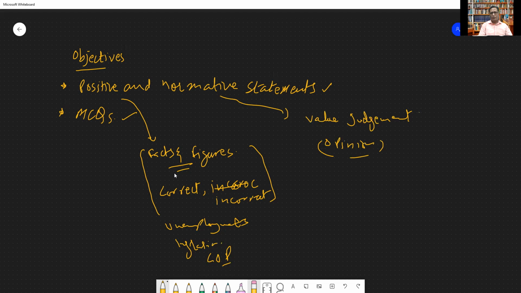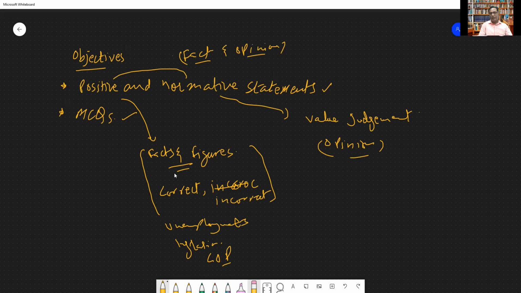In junior classes, you might have learned about the concept of fact and opinion. The same thing is basically in economics. It is known as positive and normative statements. Everything that is factual, based on facts, is positive, and anything that is based on opinion is normative.